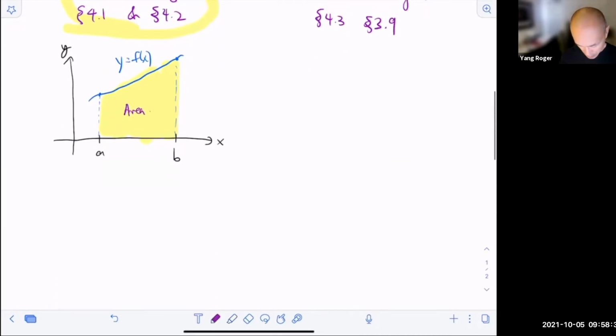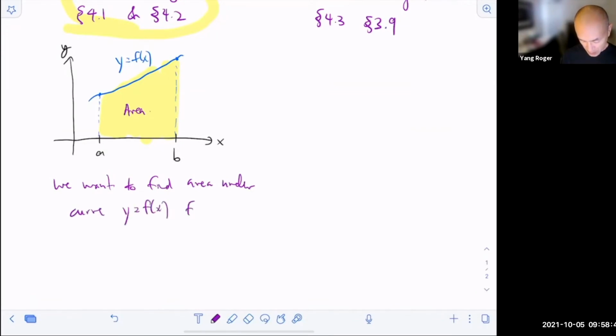So, we want to find the area under a curve y equal to f of x from x equal to a to x equal to b. Okay, so that's really the direction that we're going in.